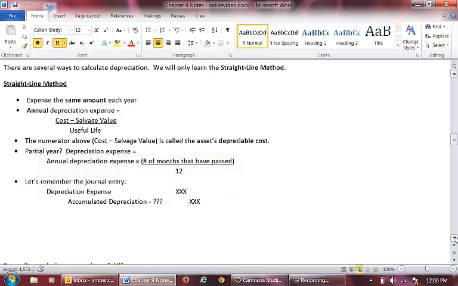We learned the depreciation entry in an earlier chapter. Remember, this entry is an adjusting entry that we prepare at the end of the period. We debit depreciation expense and we credit accumulated depreciation, dash whatever it is we are depreciating, for the calculated amount.